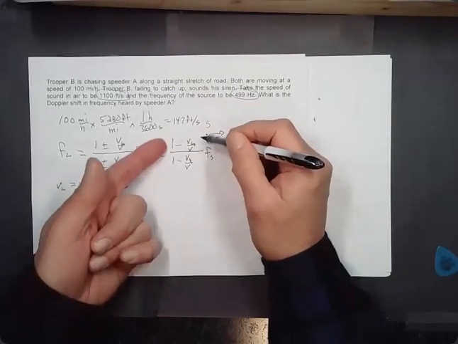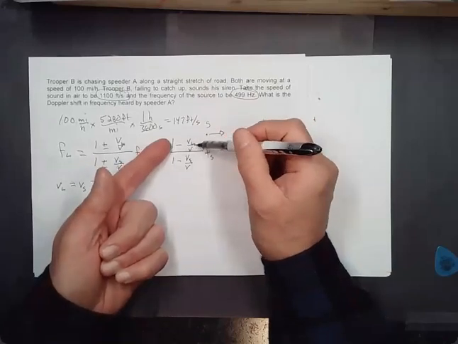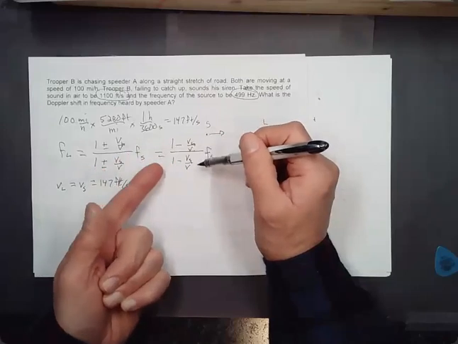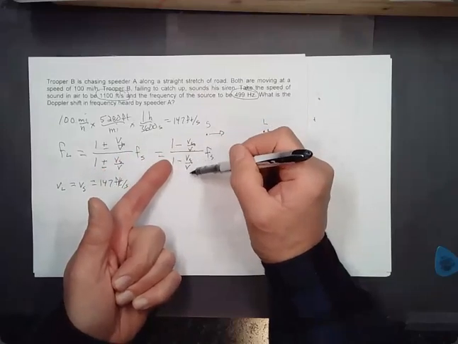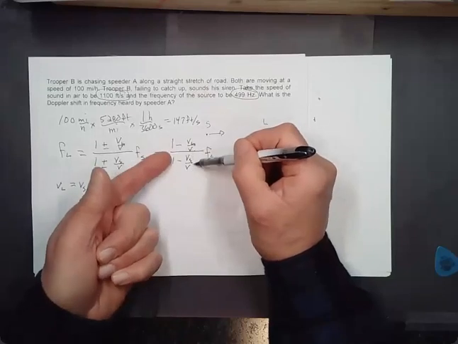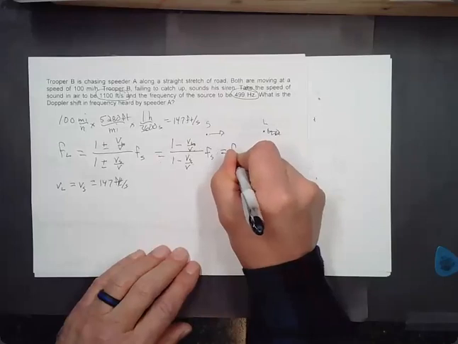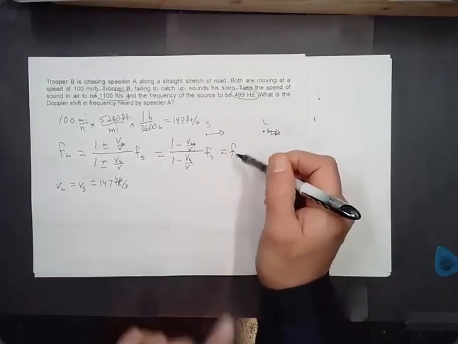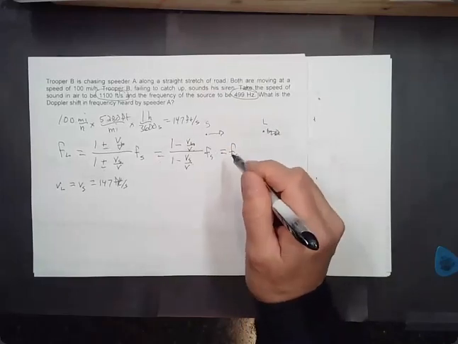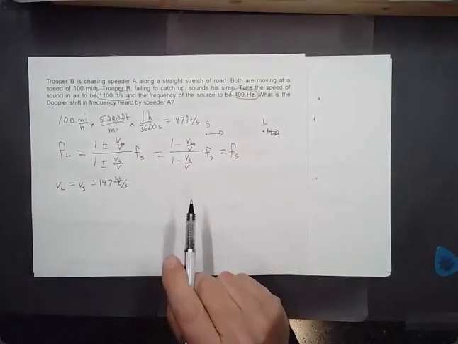Well, what's that going to do to the sound heard by the listener? That means 1 minus V_L over V will equal 1 minus V_S over V, because they're going at the same speed. So this ratio is just 1. And that means the frequency heard by the listener is the same as the frequency generated by the source. And that's the case when they're both going at the same speed.